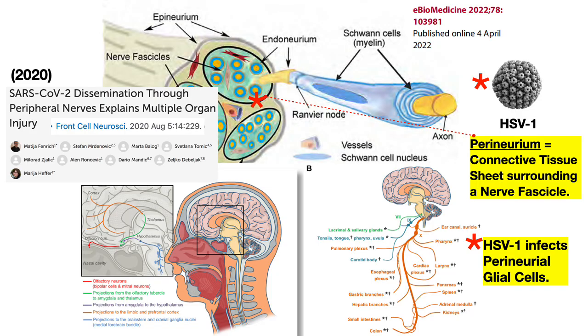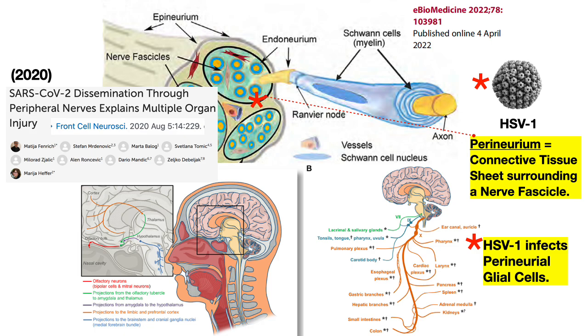SARS-CoV-2 dissemination through peripheral nerves explains multiple organ injury. We now know that SARS-CoV-2 can be transported within endosomes within the nervous system. And so when mucosal tissues like the lungs, or the tissues that line the lungs and the gut, become infected with COVID, the infection can be amplified there, and virions can move from the mucosal tissues into neurons that innervate these mucosal layers of these visceral tissues. From there, the infection can spread through these peripheral nerves up into the brainstem.